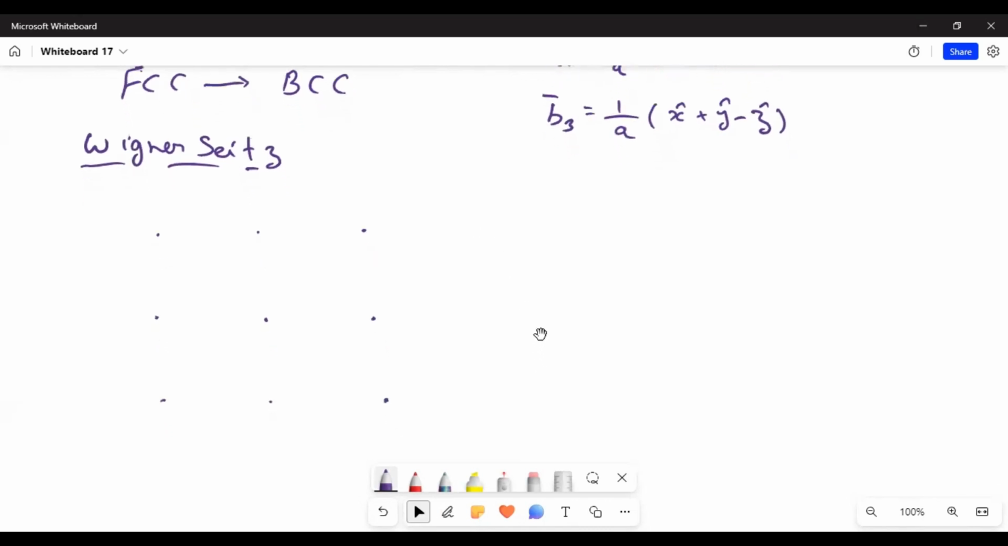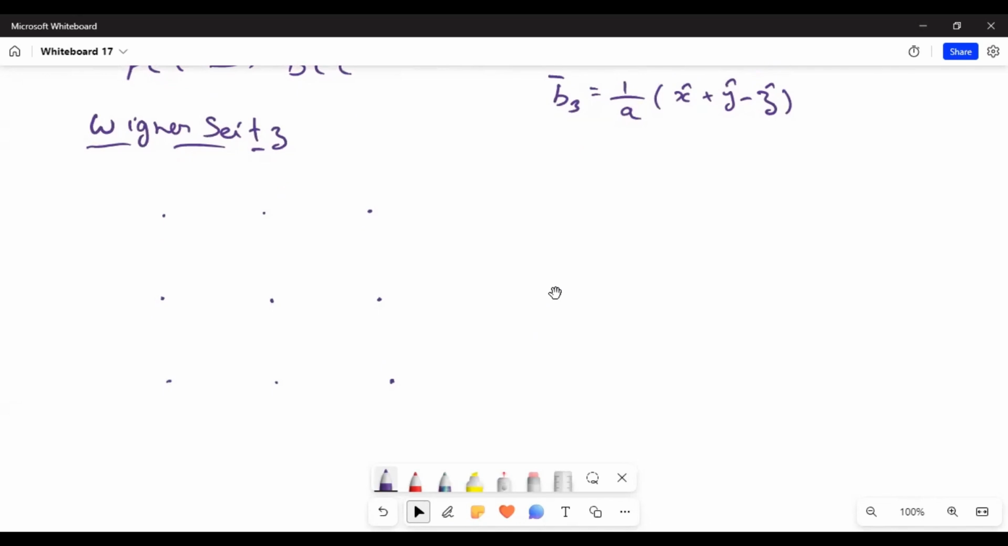So let's consider this is a 2D lattice, and this is the origin, and the closest to this is this neighbor, and this is also a closest neighbor. These four are its closest neighbors. And also this.